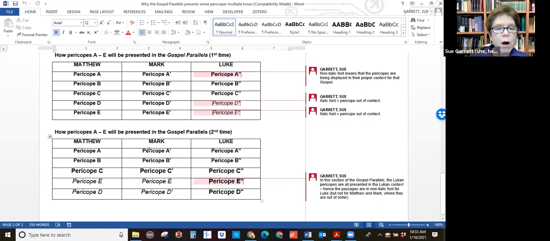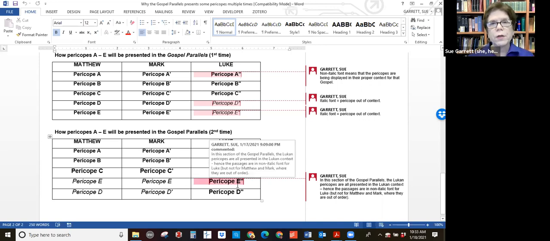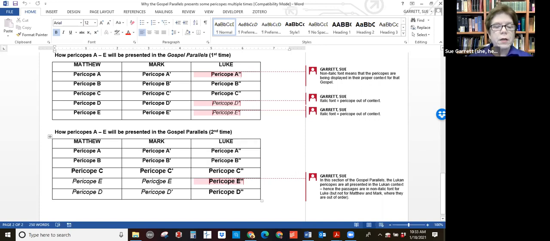Over here in Matthew and Mark, you've got pericope A, B, and C, all in boldface, non-italic, but then we get to E and D, and they put it here because they want to show you that they have this parallel to Luke, but they put it in non-boldface italic to show you that for Matthew and Mark, these two pericopes are out of order. So there, I'm trying to explain why a number of, if not most, pericopes appear more than once in this gospel parallels, and why sometimes they're in italic font. Italic font signifies that they are out of order.